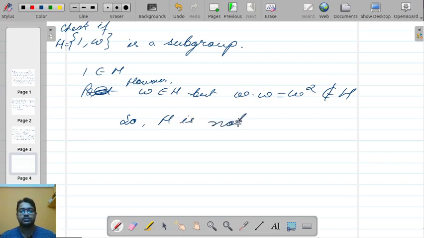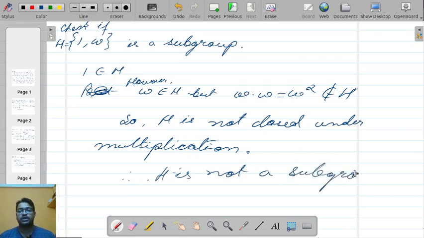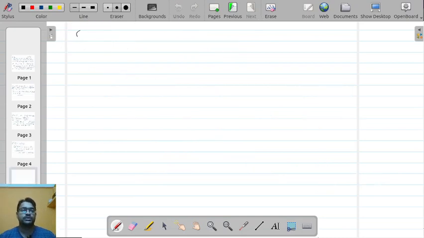H is not closed under multiplication. Please remember that the operation in the subgroup is the same as that in the group. So H is not closed under multiplication, and this H is not a subgroup. Similarly, {1, omega square} is also not a subgroup.